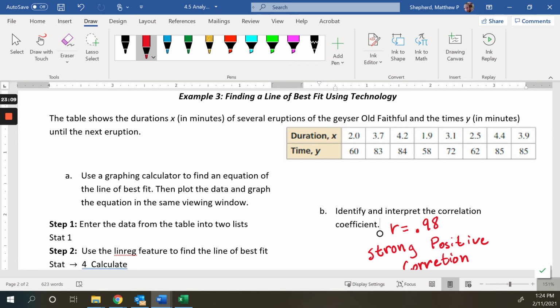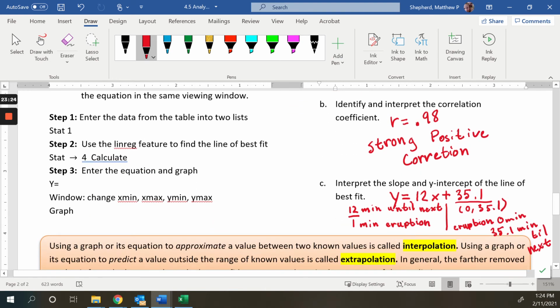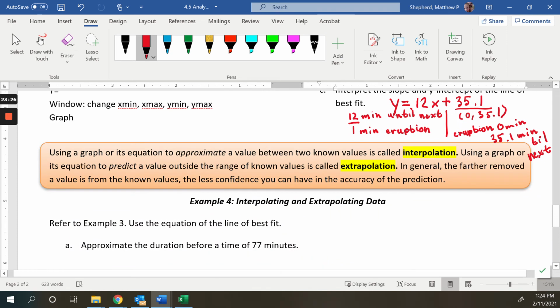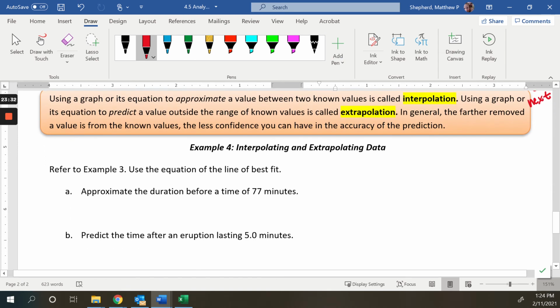We never had anything above a 4.4 though. So if I saw Old Faithful erupt for 5 straight minutes and I wanted to predict when it's going to erupt again, that's outside of the scope that my current data has. So that would be extrapolation. So interpolation, it's inside my data. Extrapolation, it's outside the data that I already have.